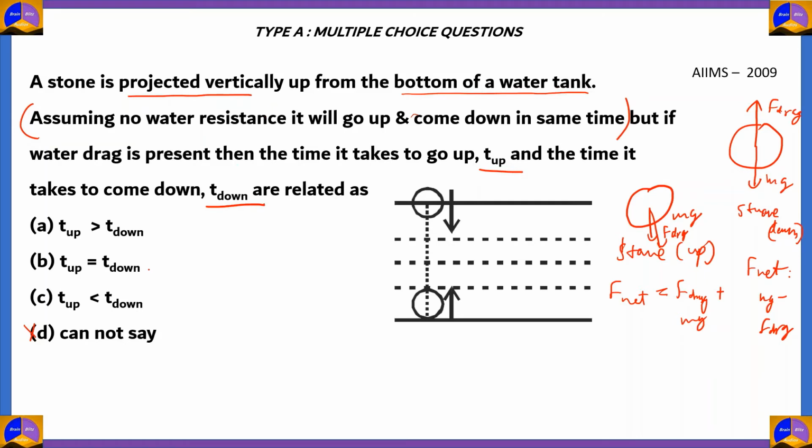So for the first scenario, F net is the sum, and for the second scenario, F net is the difference between the forces. So F net in the first scenario will be m times the first acceleration, and F net in the second scenario is m times the acceleration of the second scenario.